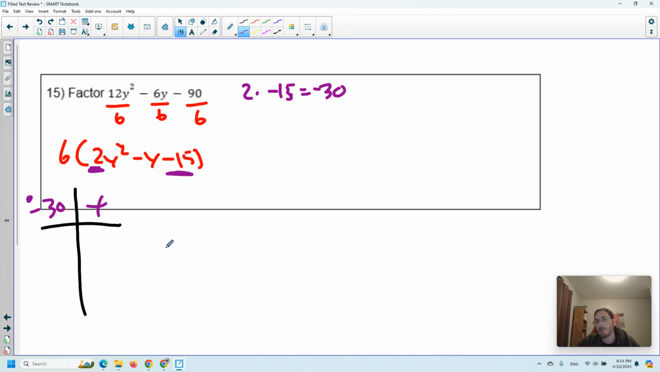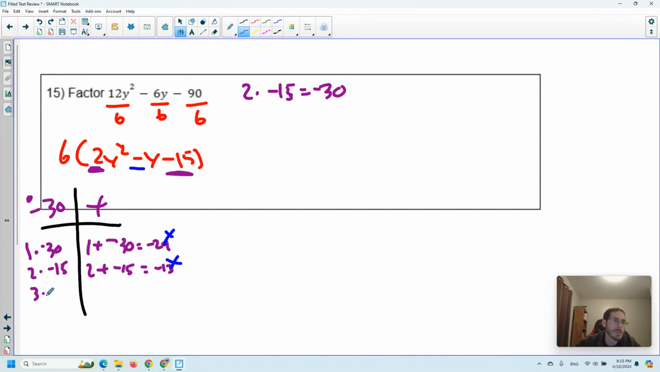Now again, I can choose to pick my numbers intelligently, or I can just pick my numbers lazily and just kind of get at it. Today I feel like I just want to get at it. So we're going to do 1 and negative 30. So if I do that, 1 plus negative 30 is negative 29. I'm trying to get negative 1. Not right. All right, well, 2 times negative 15. I mean, that's how I got here anyway, so may as well pick that. 2 plus negative 15 is negative 13. Nope, we want to get negative 1.